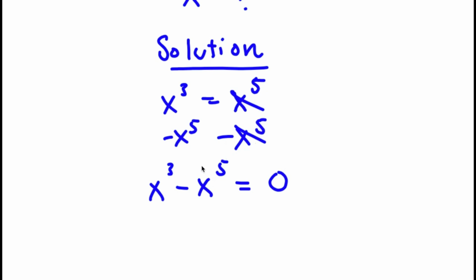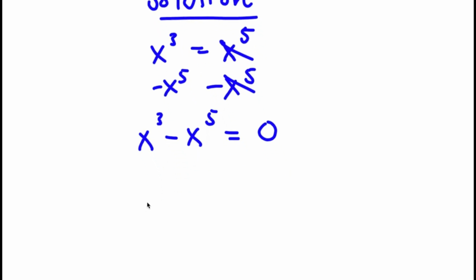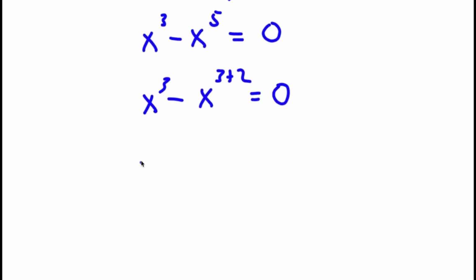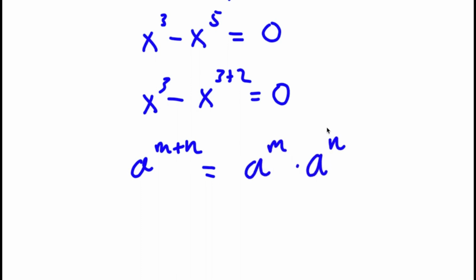Now x to the power of 5 I can rewrite as x to the power of 3 plus 2. And if I have something in the form a to the power of m plus n, this is equal to a to the power of m times a to the power of n. So in this case, x to the power of 3 plus 2, that's going to equal x to the power of 3 times x to the power of 2. This is equal to 0.